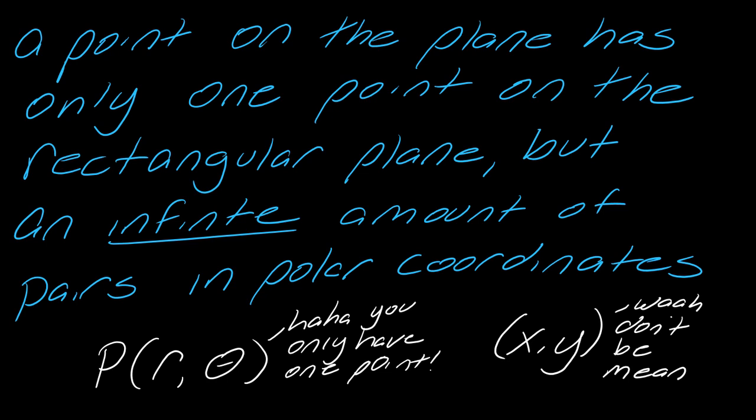Something that's interesting about polar coordinates is that if you're in the rectangular plane, a point has only that one pair of coordinates. That's it. Something that's kind of trippy about polar coordinates is there's actually an infinite number of pairs of polar coordinates for a point. So there are a lot of ways that you can play around with this.